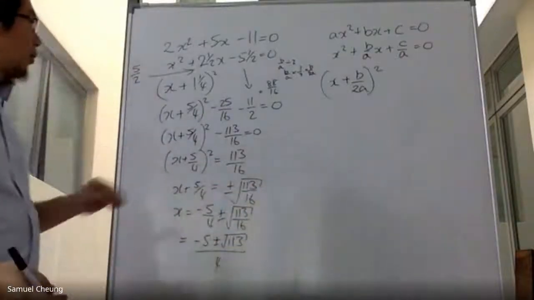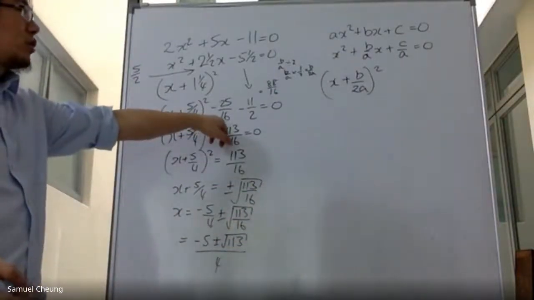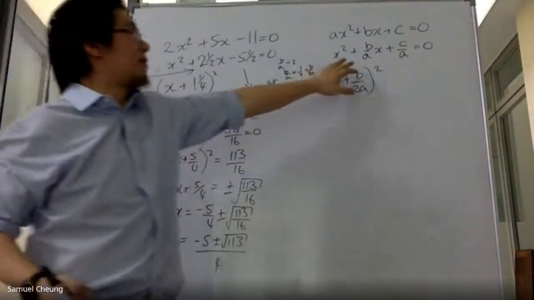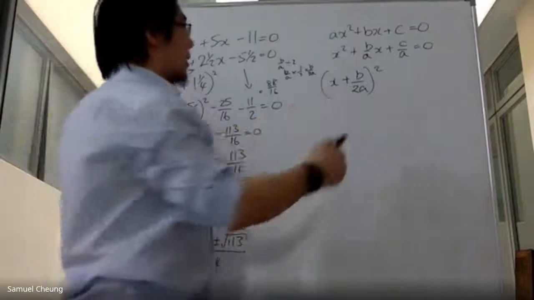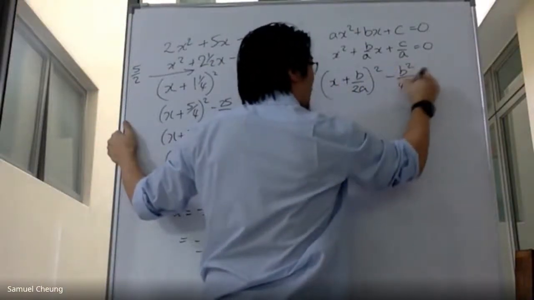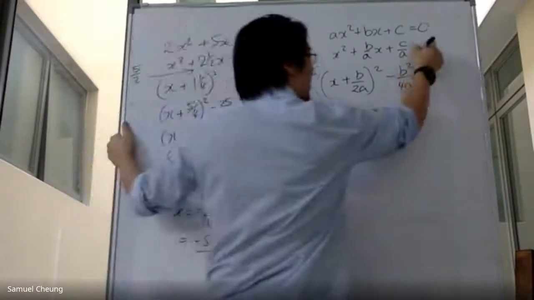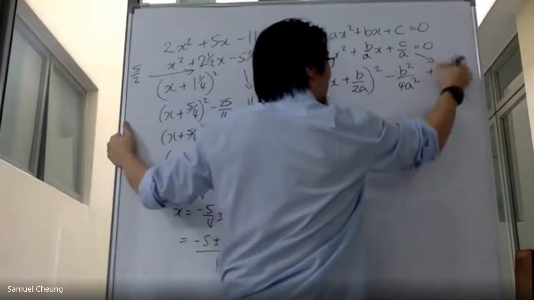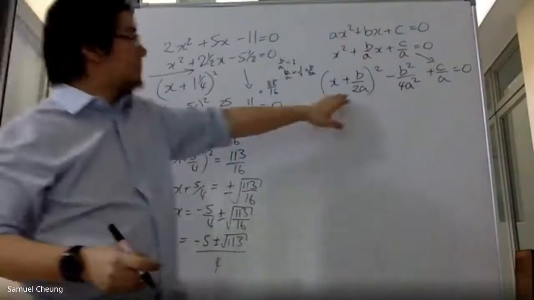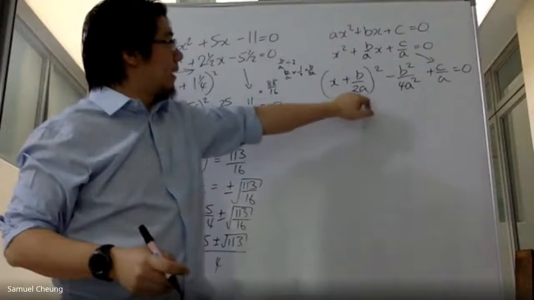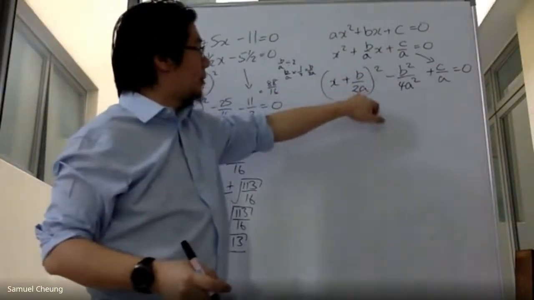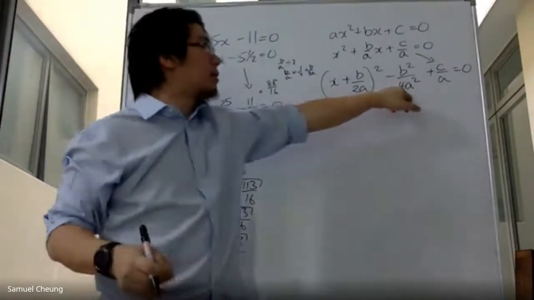And what did I do here? Well, I just took away the excess. When I multiply this out, I get an excess of this thing squared, so I'm going to take away this thing squared, which gives me b squared over 4a squared. I'm going to bring this down, so I get plus c over a is equal to 0. This thing squared is the top squared, which is b squared, over the bottom squared, which is 2a times 2a, which is 4a squared.